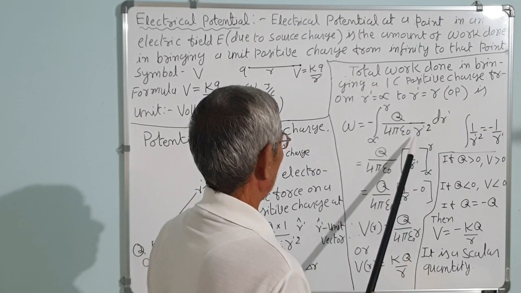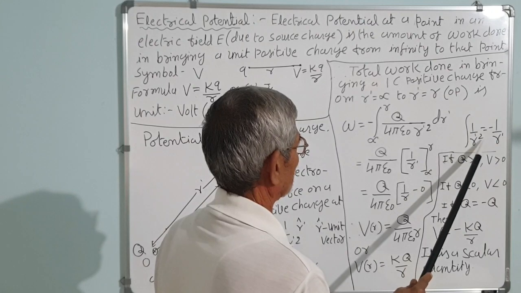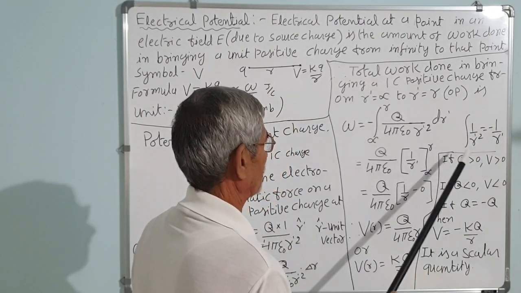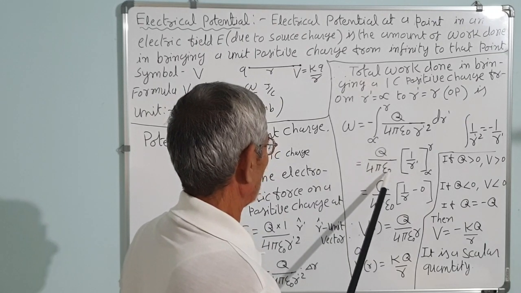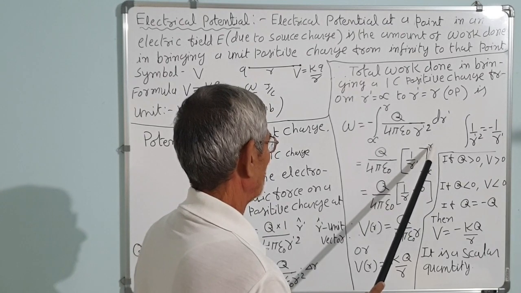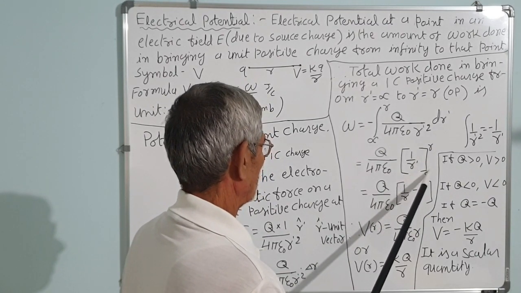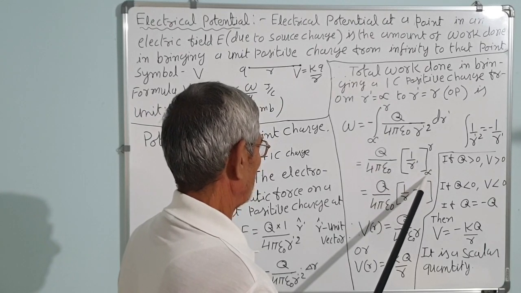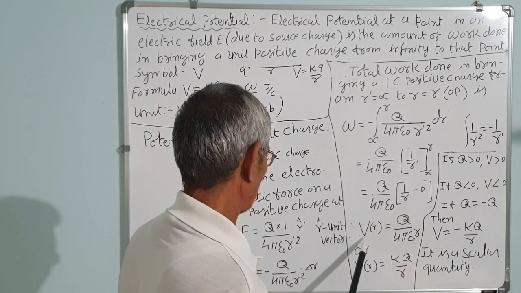1 upon 4 pi epsilon 0 and Q are constants, and 1 upon R dash square is the integration of this, that is minus 1 upon R dash. So minus minus plus, correct? So that is equal to Q upon 4 pi epsilon 0 times 1 upon R dash from infinity to R. Introduce the upper limit R, that is 1 upon R, and lower limit infinity, that is 1 upon infinity, which is 0. That is equal to Q upon 4 pi epsilon 0 R, that is potential.